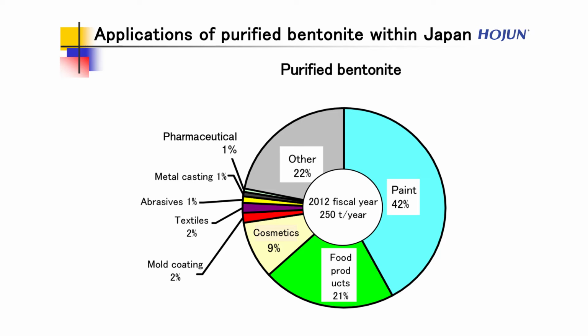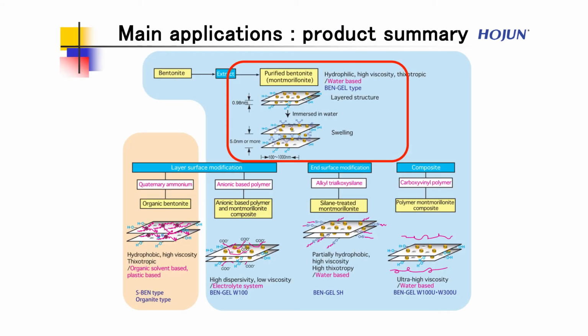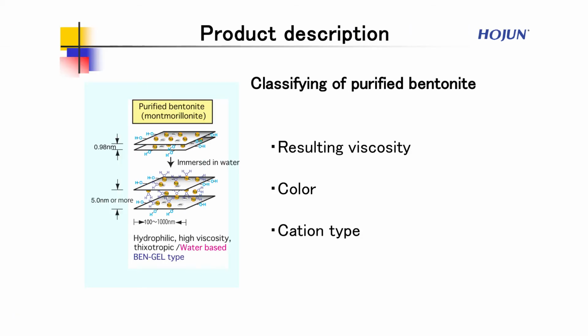Purified bentonite can also be used in mold coating agents, textile-related industries, abrasives, pharmaceutical industries, etc. The purified bentonite recommended for these applications is extracted from mines as bentonite and manufactured and sold by extracting the main component of montmorillonite. Purified bentonite is classified by its resulting viscosity, color, and cation type.